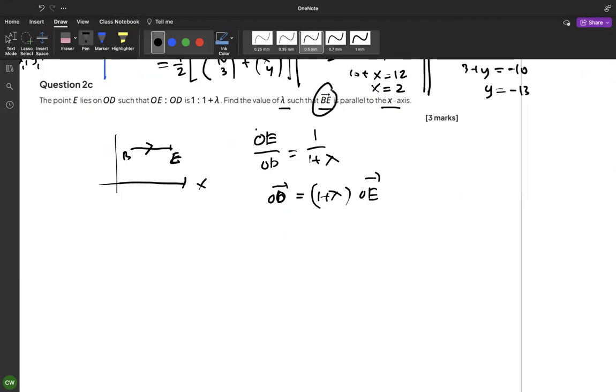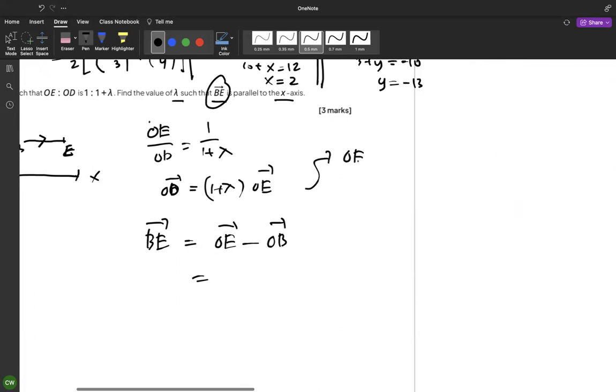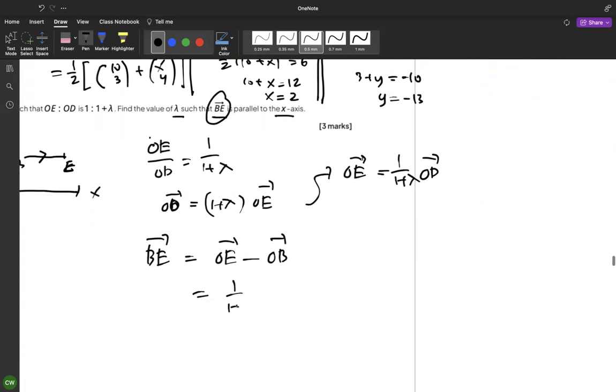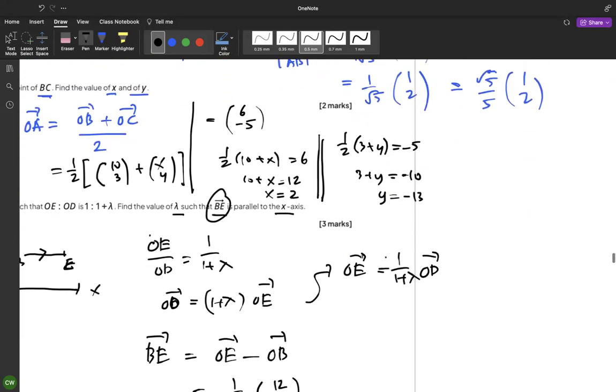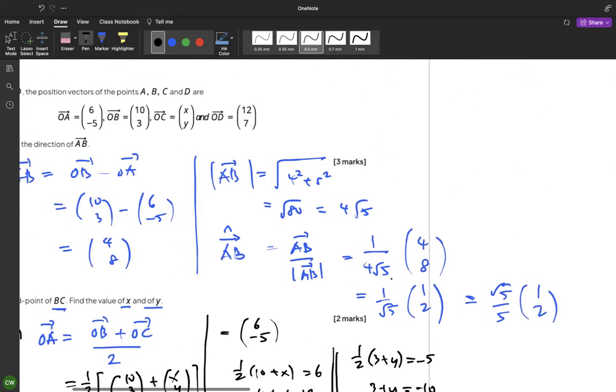This is parallel. Okay, what is PE now? OE minus OB. So OE from here, OE is 1 over 1 plus lambda of OD. We have OD, 12 and 7. Minus OB. Do we have OB? What is OB? 10, 3.